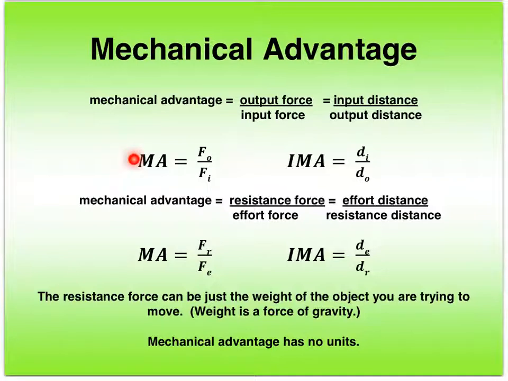So my mechanical advantage is either the ratio of my output force over my input force, or the ratio of my input distance over my output distance. The only reason I call distances IMA is because ideally they don't deal with friction or any other forces, but it's still mechanical advantage. Now if I want to look at this from a different perspective, from a perspective of what I have to do and what the object does, I can look at it in terms of effort and resistance. Effort is what I do, resistance is what the object does.